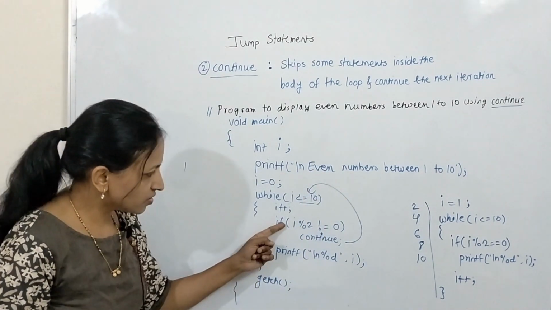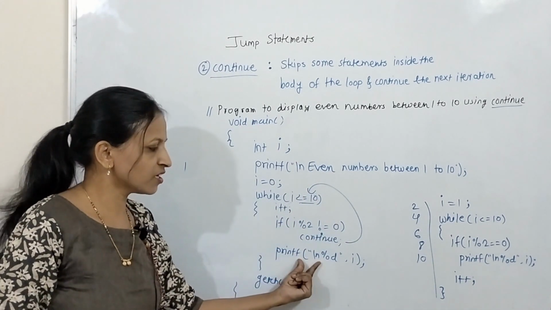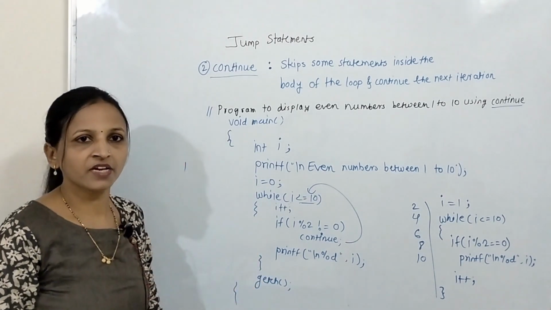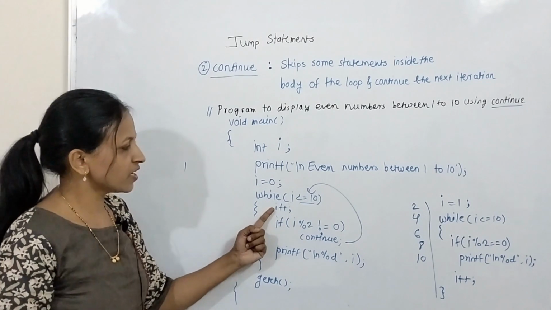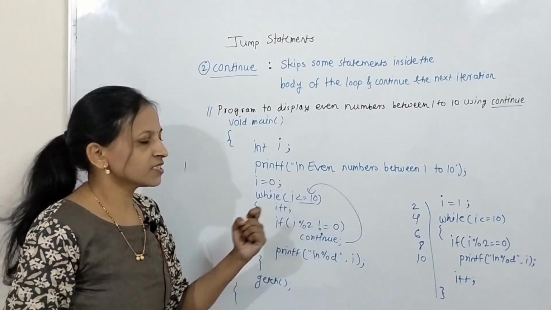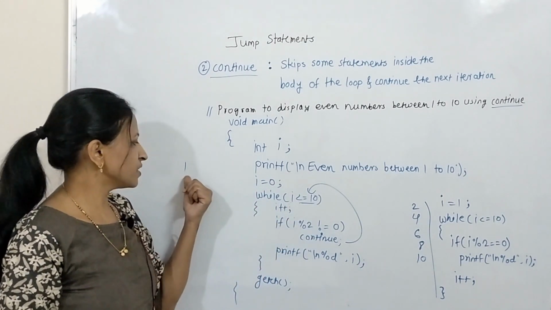If it is even, then this condition will become false. Control will come here and will display whatever value of I. In this way, only continue will act. How? See, initially the value of I is 0. Now here 0 is less than equal to 10, which is true. I plus plus means 1.